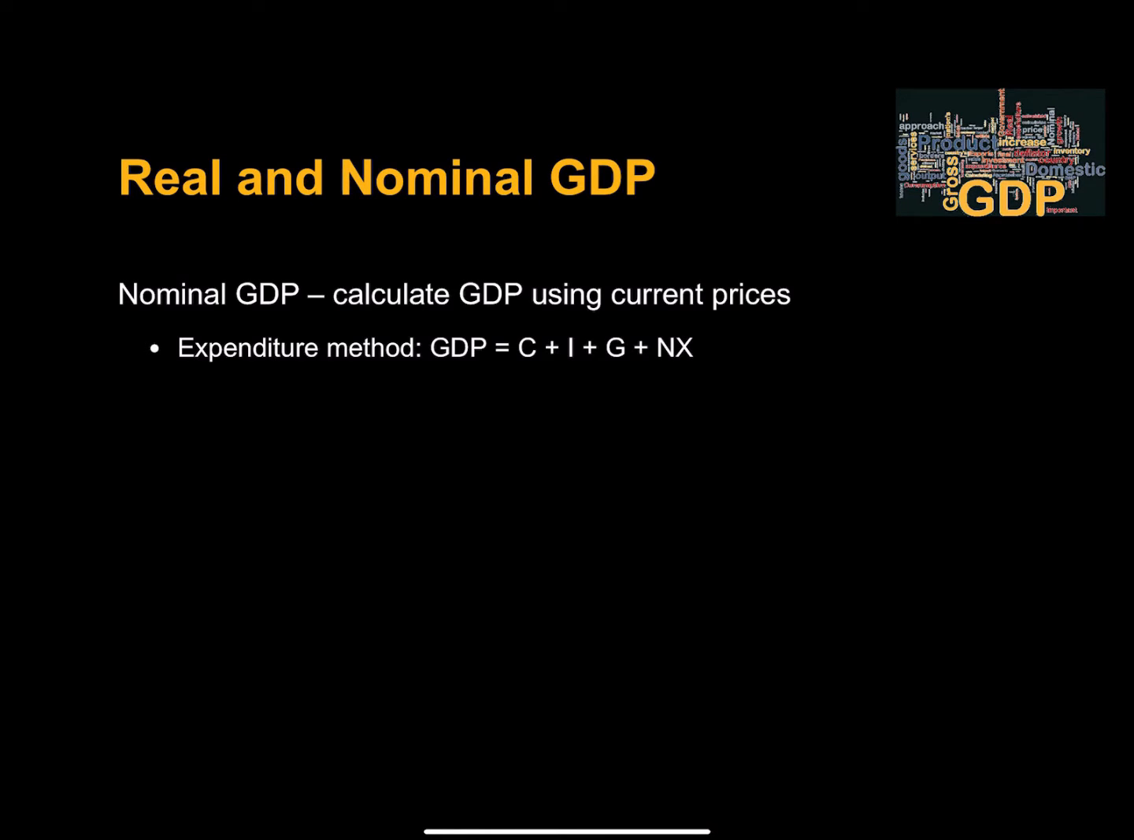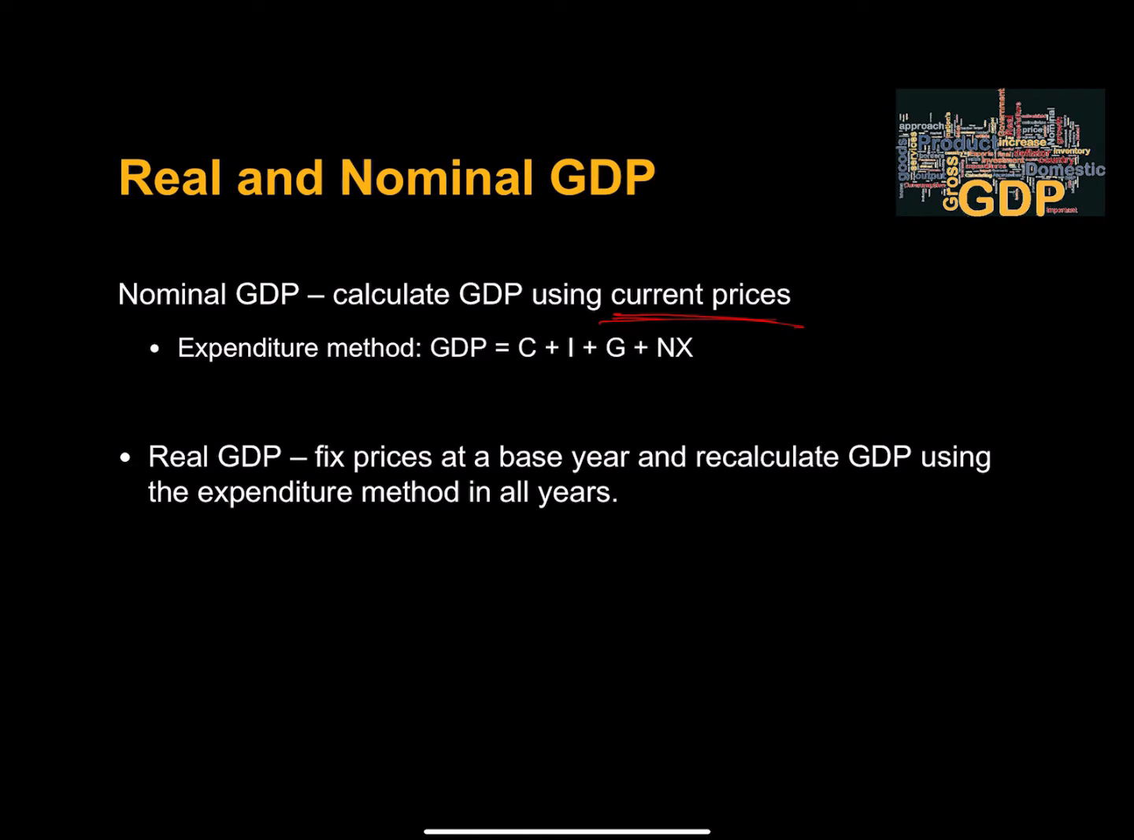So when we calculate nominal GDP, we calculate GDP using current prices. When we calculate real GDP, we fix the price at a base year. We choose a base year, and this base year is somewhat arbitrary. We recalculate GDP using the expenditure method in all years, and that's our real GDP series.